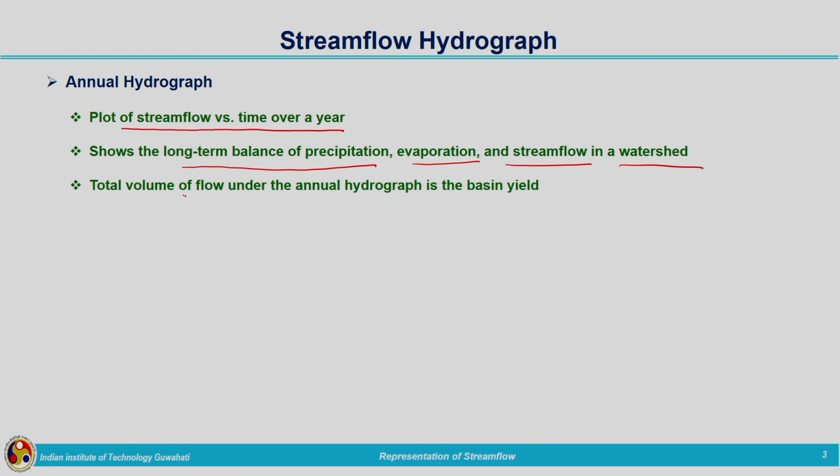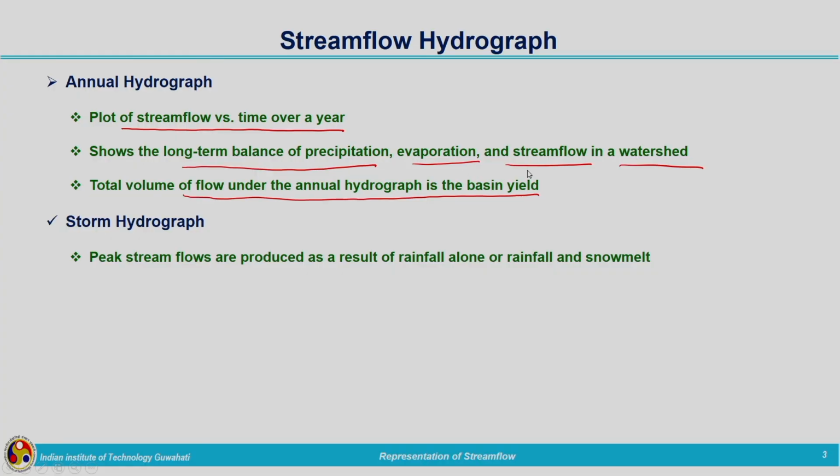And the total volume of flow under the annual hydrograph is the basin yield. Whenever a catchment, watershed or basin is concerned, the total stream flow which is observed at the outlet point is termed as the basin yield. That is the total volume of flow under the annual hydrograph. Annual hydrograph is representing the flow variation or stream flow record against time in a single graph for the entire year. So, the total volume of flow under the annual hydrograph is termed as the basin yield.